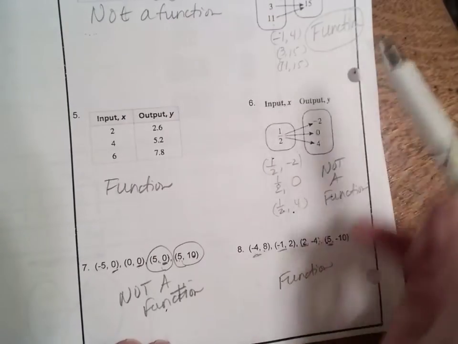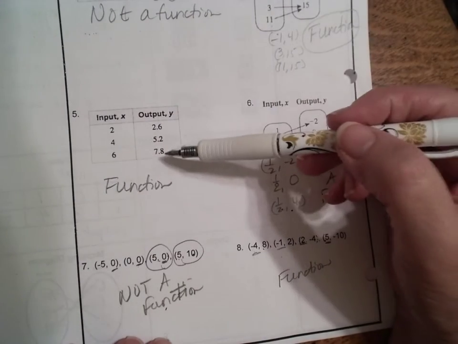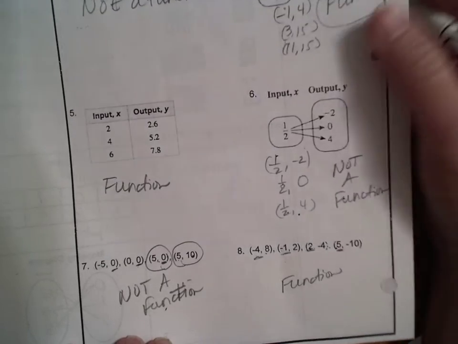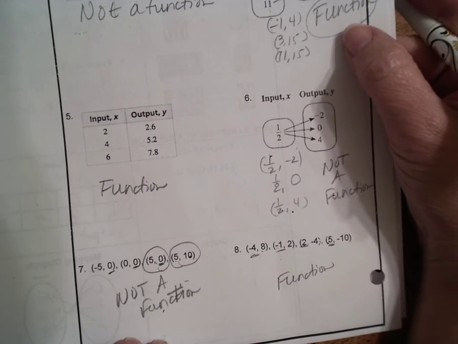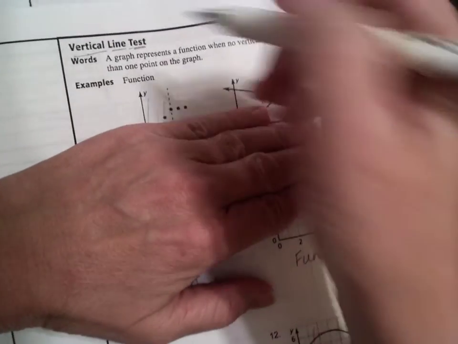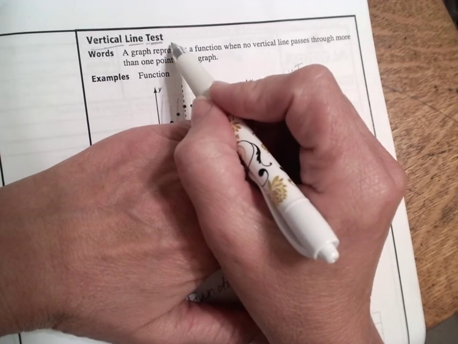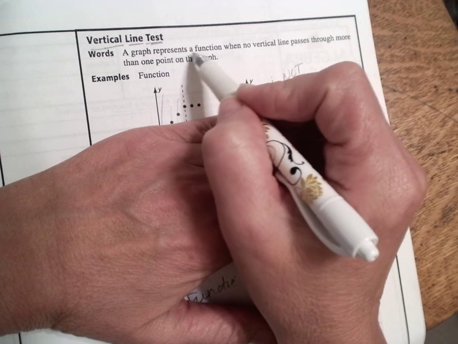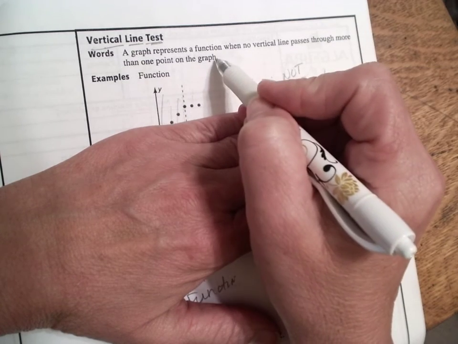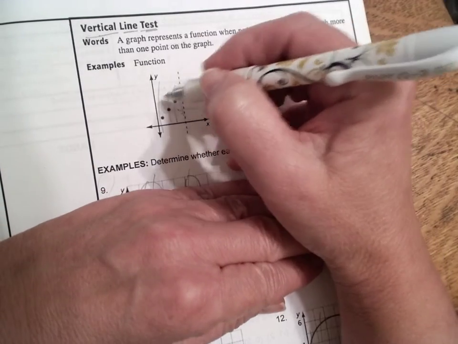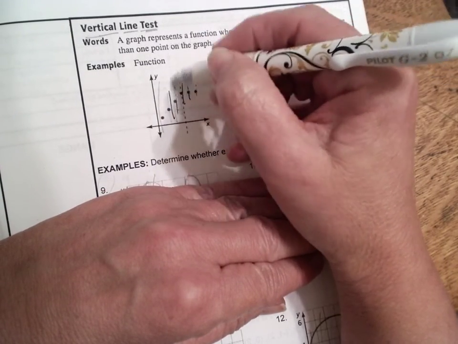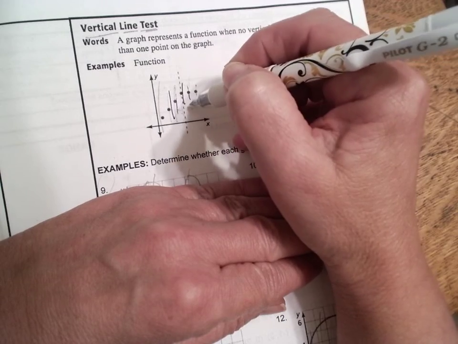Okay, now we've talked about mapping, we've talked about tables, we talked about ordered pairs. The last way to represent a function is through graphing. So we're going to look at a graph, and what we can do here is what we call the vertical line test. A graph represents a function when no vertical line passes through more than one point on the graph. So what I'm doing here is if I just do a vertical line straight down, I only hit one point at a time. This is a function.